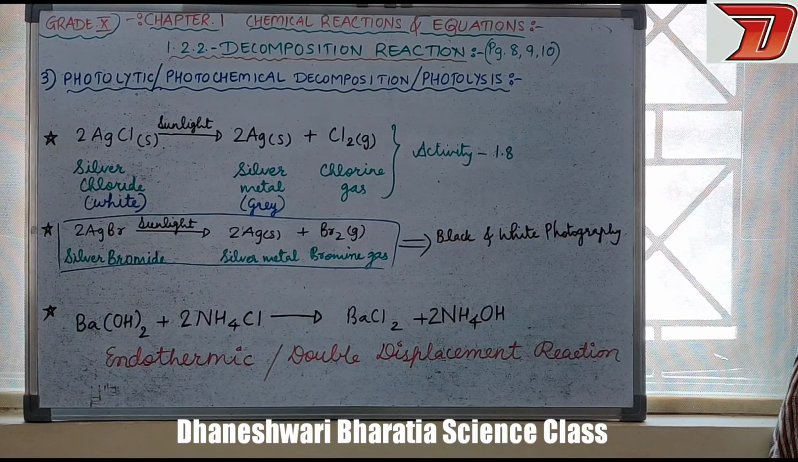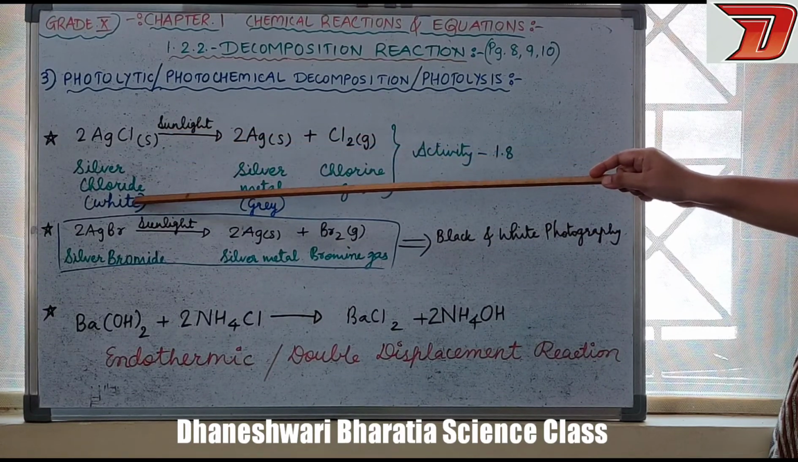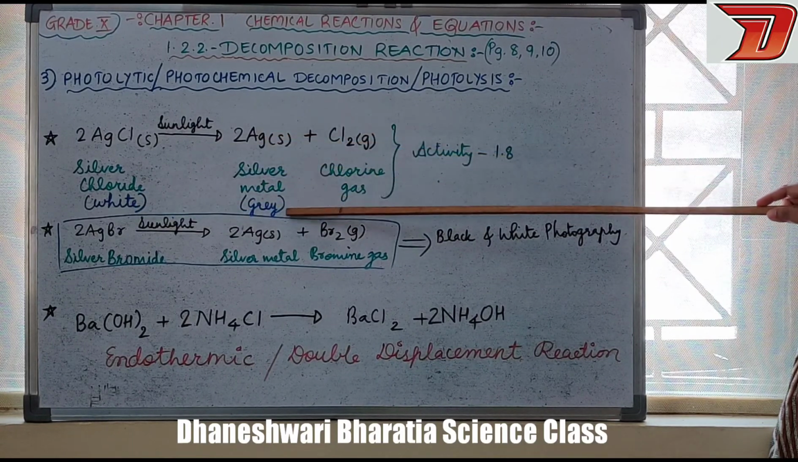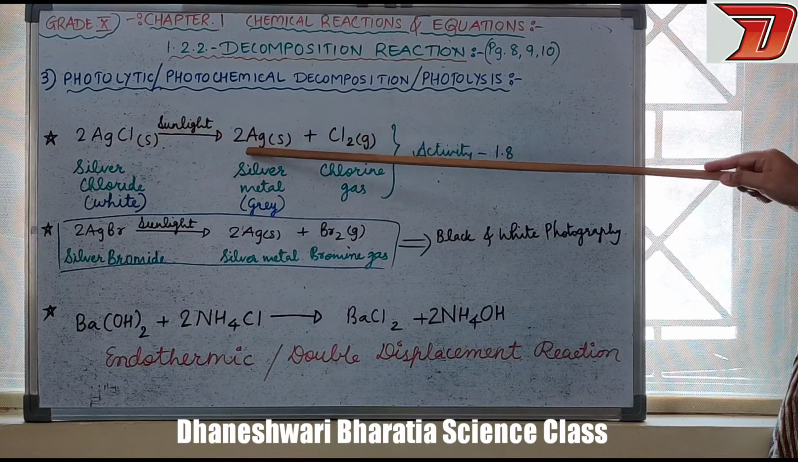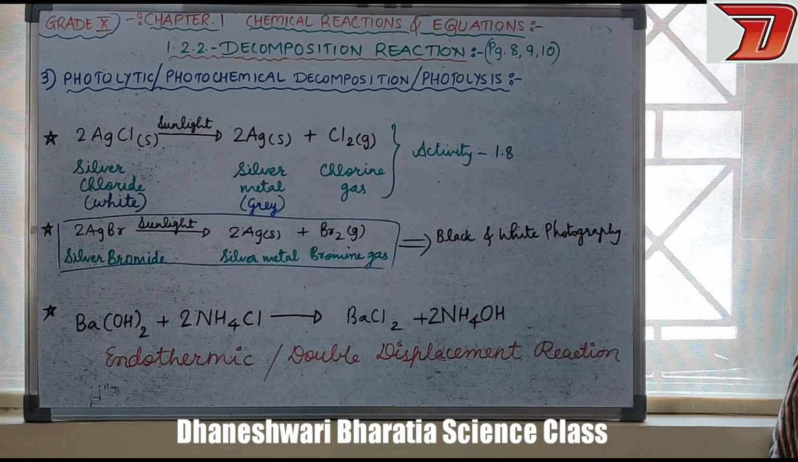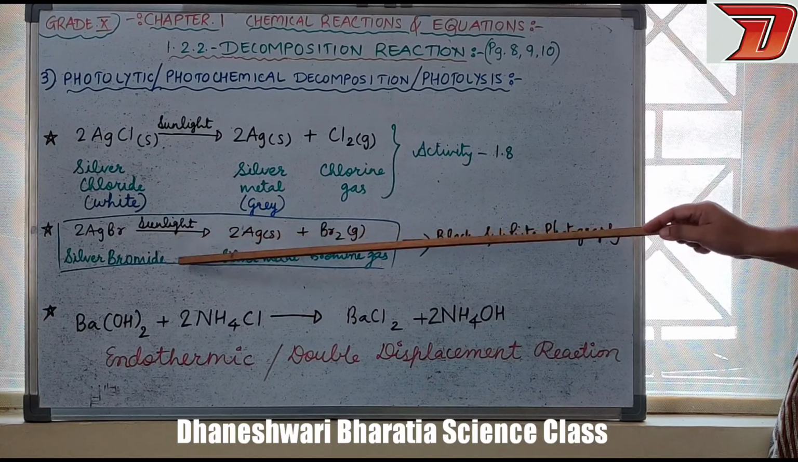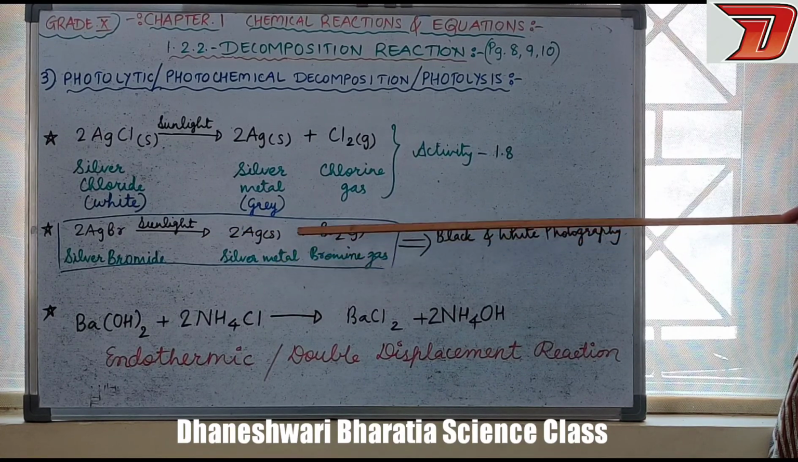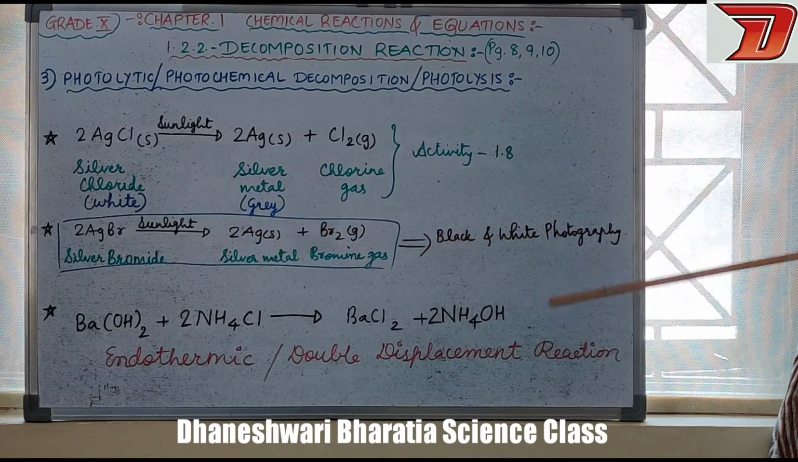Next, you have to place this china dish in sunlight for some time. So in presence of sunlight, the white color of this compound will disappear and we will get grayish silver metal with the release of chlorine gas. So this is the equation for this activity. Please note it down. Fine. One more is there: silver bromide, in the presence of sunlight, will give us silver metal with the release of bromine gas, and this is used in black and white photography.